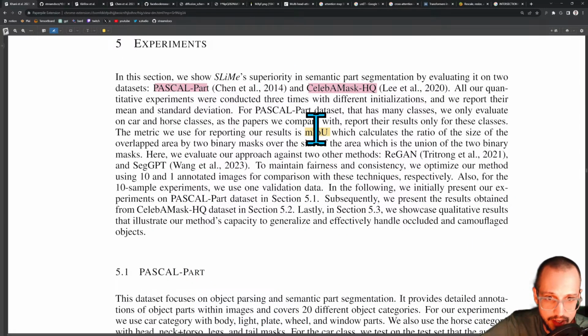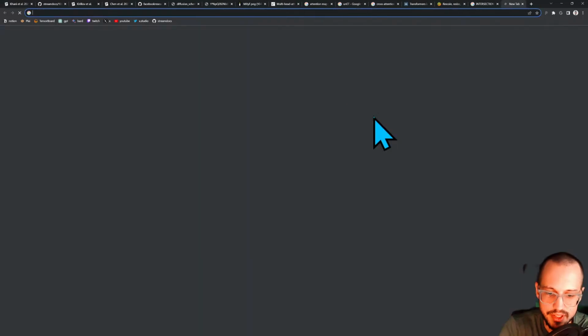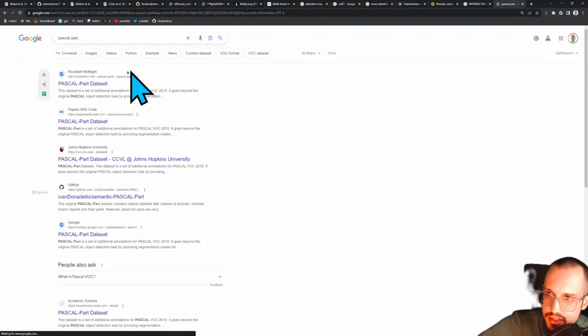Okay. To maintain fairness, we optimize our method using 10 and 1 annotated images. So they're comparing, do you give it 10 examples versus just 1 example? Subsequently, we present the results obtained, blah, blah, blah. Okay. Focuses on object parsing and semantic part segmentation. Let's actually look at what this Pascal Part dataset looks like, right? Let's get an idea of what this looks like.